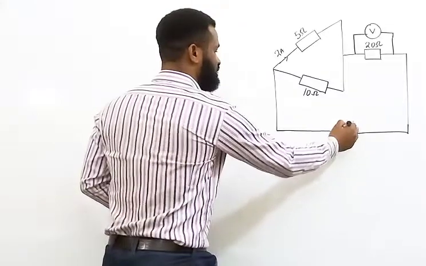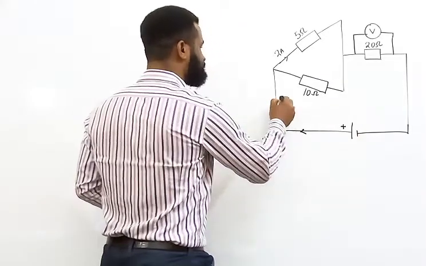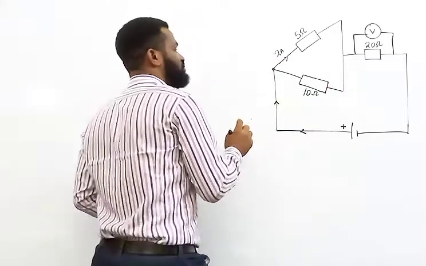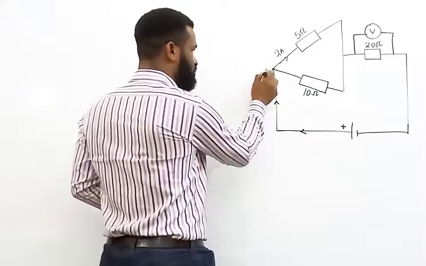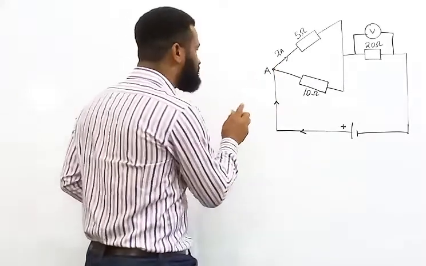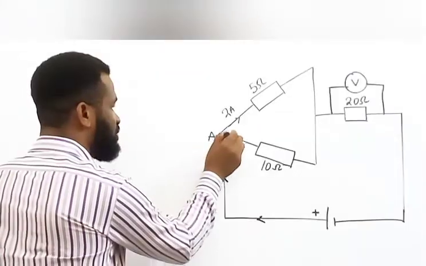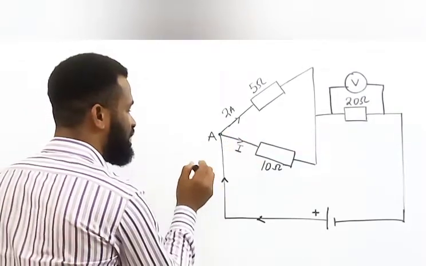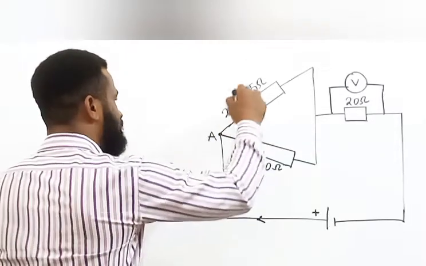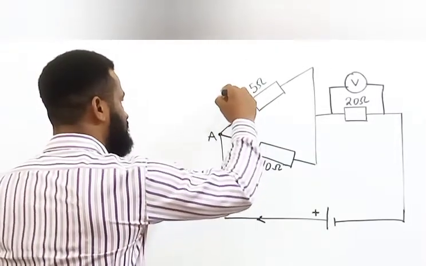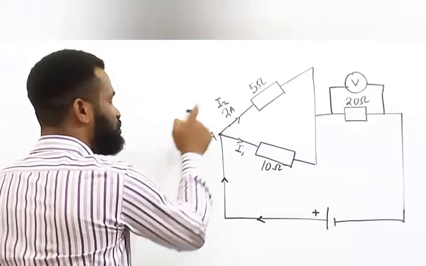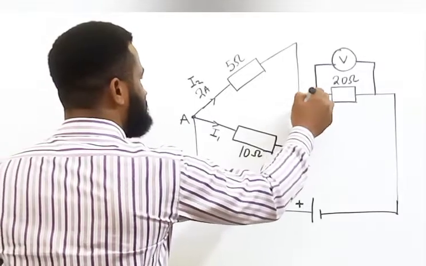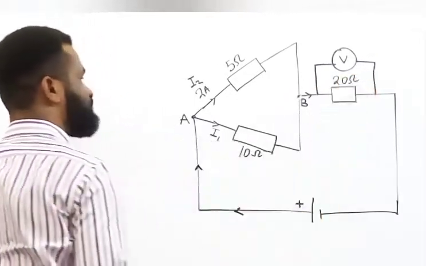As the current starts flowing in this direction, when current gets to this point, let me call this point A, something will happen. The current will divide itself. Some current will flow through this branch. I will call it I1. There is a current flowing through this one. This is already given: I2 is 2 ampere. So when they get to this point, point B, they will all come out again.